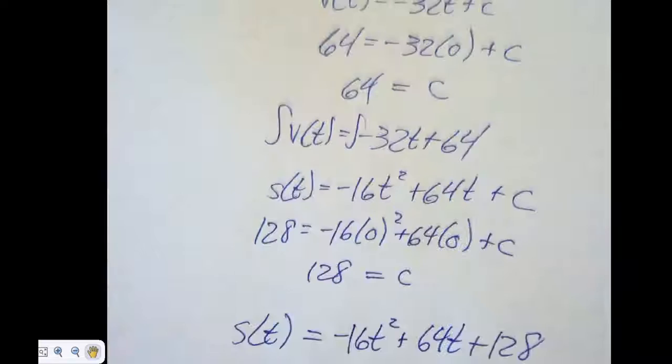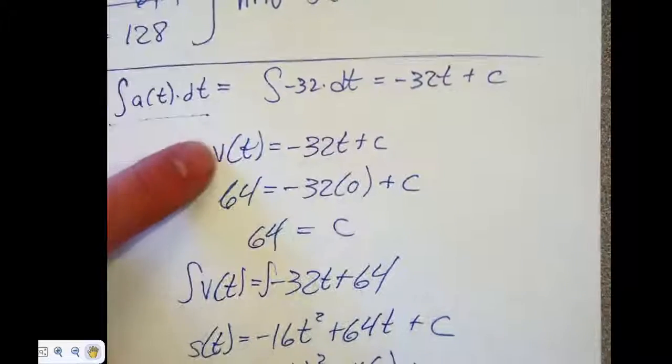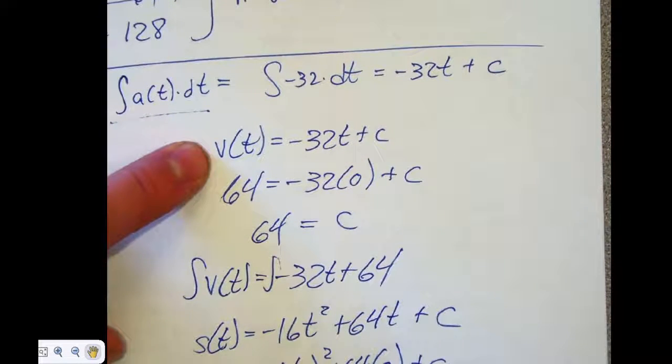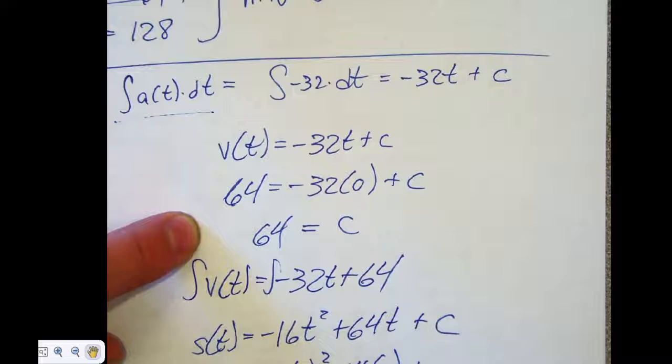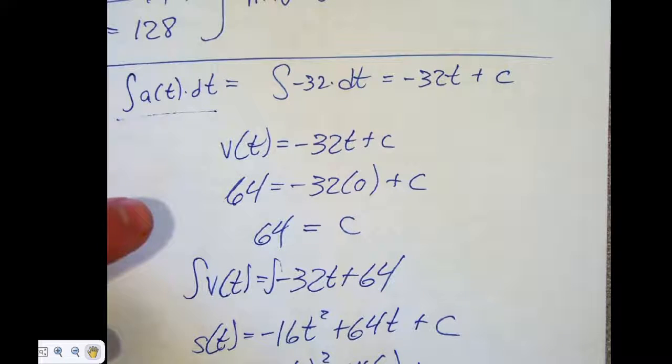Where does the 64 come from? So that's back up when I integrated acceleration, I got to velocity right here. And I know that when time equals 0, the velocity is 64. So I plug those in. And then that just tells me c equals 64. Oh, is it because c was 0 in the first one? That's why you didn't write it on the next one? Yes. This one had a number, so I got to write it. Does that make sense though? Any other questions on this process?